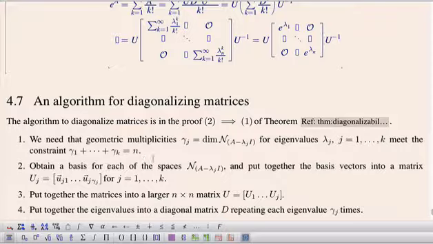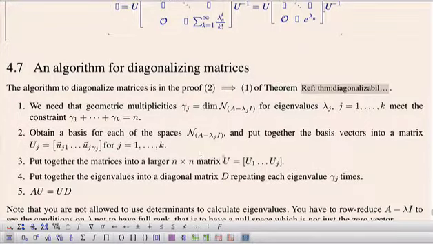So that was the condition for the diagonalizability. And then the process, what we did in the proof of this theorem, was that we obtained the basis for each of the spaces, the null spaces of A minus lambda_j I. We put together the basis vectors into a matrix, U_j. Then we put together these matrices into a larger n by n matrix U, that's U_1 through U_k. And then we also put together the eigenvalues into a diagonal matrix D, repeating each eigenvalue gamma_j times. And then we get that A times U equals U times D.